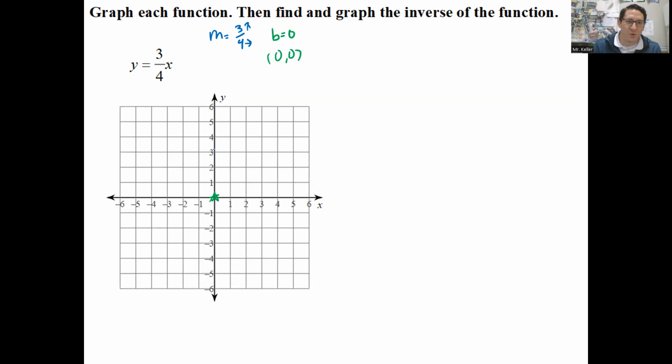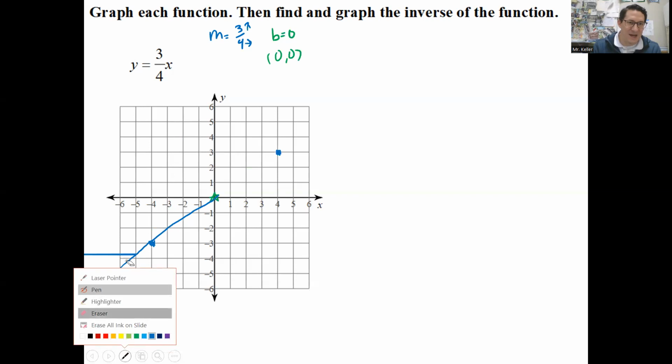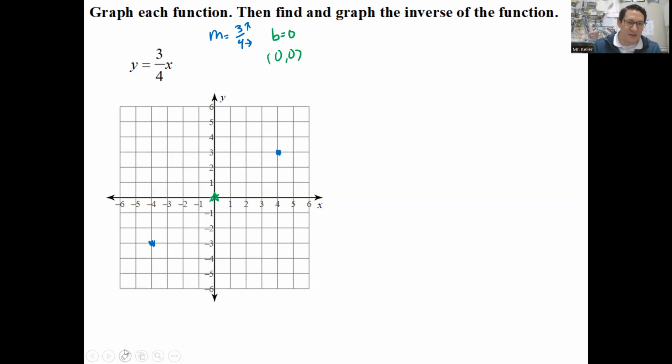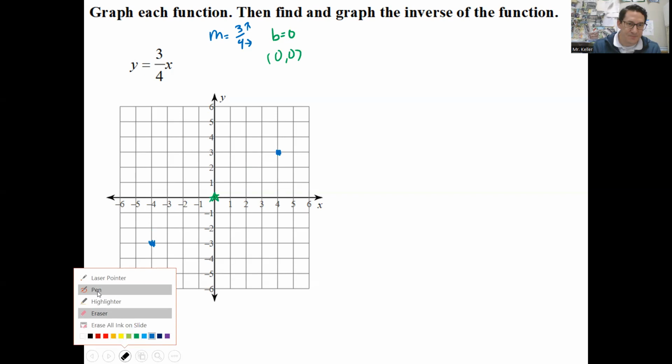Up 3, 1, 2, 3, right 1, 2, 3, 4. Put in a point. Then I'm going to go down 1, 2, 3 and to the left 1, 2, 3, 4, just in the opposite direction, to get another point. Actually, you know what? I want to connect these with a dotted line. So I'm going to connect the original with a dotted line.